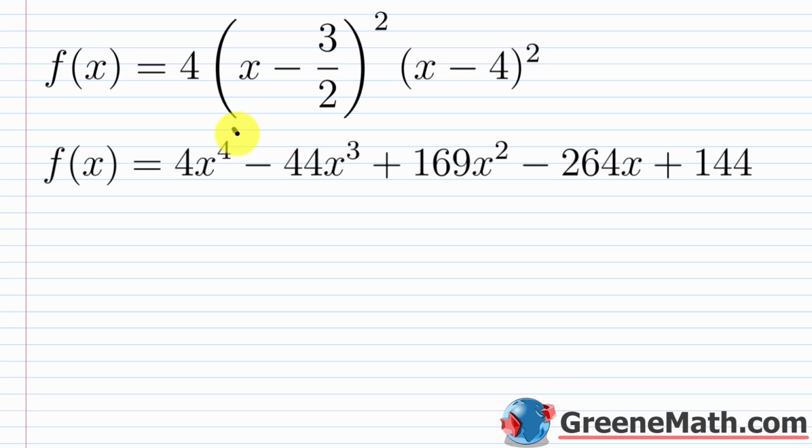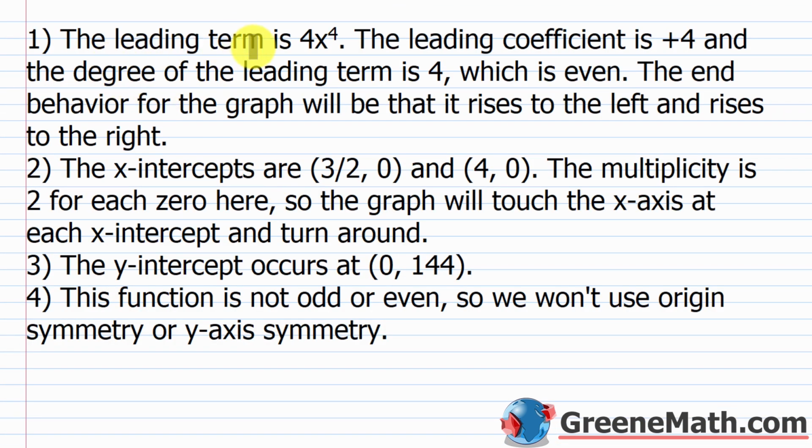We know the leading term is 4x to the fourth power. So I have here the leading term is 4x to the fourth power, the leading coefficient is positive 4, and the degree of the leading term is 4, which is even. So the end behavior for the graph will be that it rises to the left and rises to the right. Again, just think about f of x equals x squared.